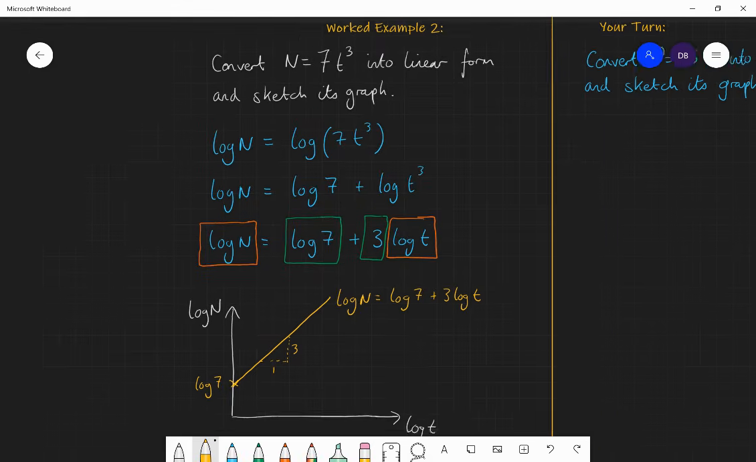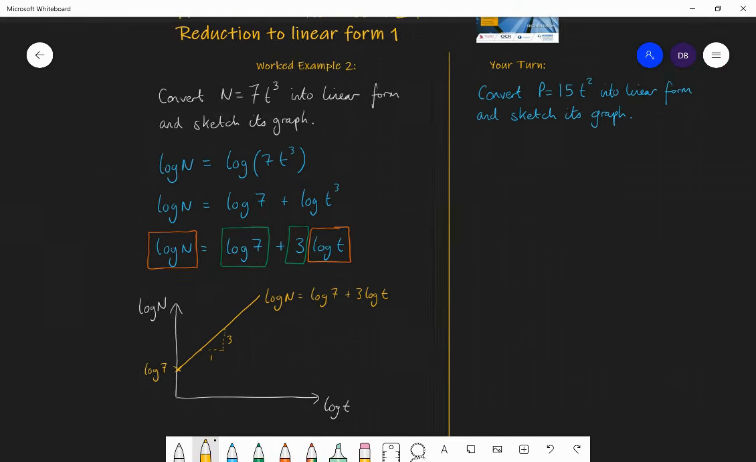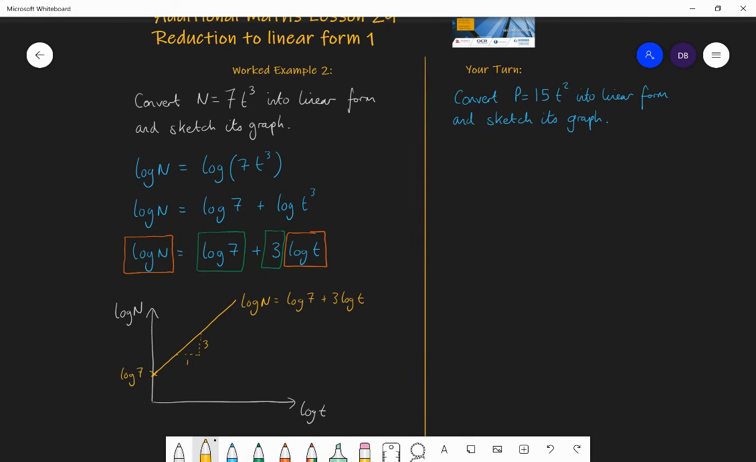Let's see if you can have a go at this one here. Convert p equals 15t squared into linear form and sketch its graph. Pause and have a go. So what you should have is log p equals log of 15t squared. So log p is log 15 plus log of t squared, which is then plus 2 log t. So that is the function in linear form. So if you've got that right, well done.